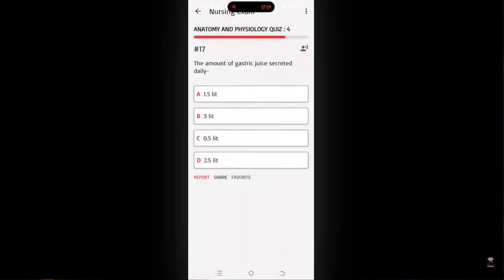The amount of gastric juice secreted daily. A. 1.5 lit. B. 3 lit. C. 0.5 lit. D. 2.5 lit.